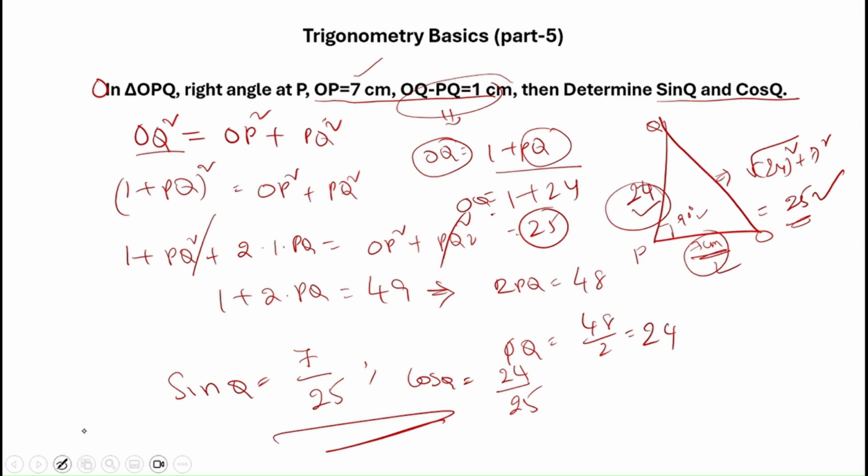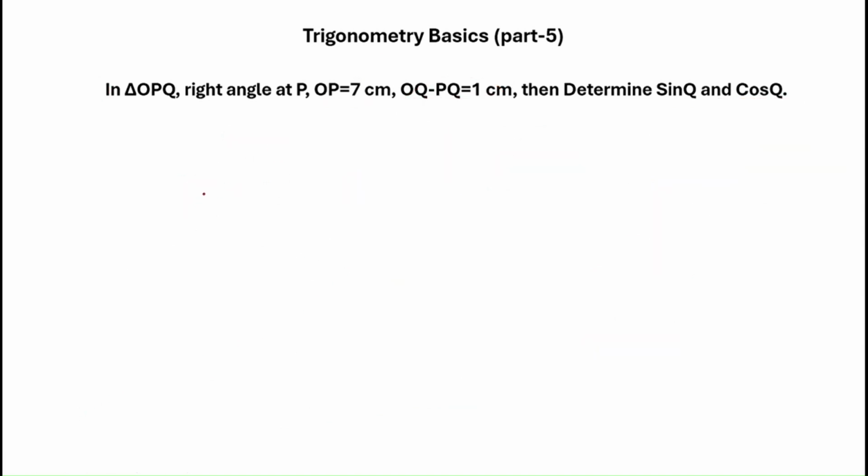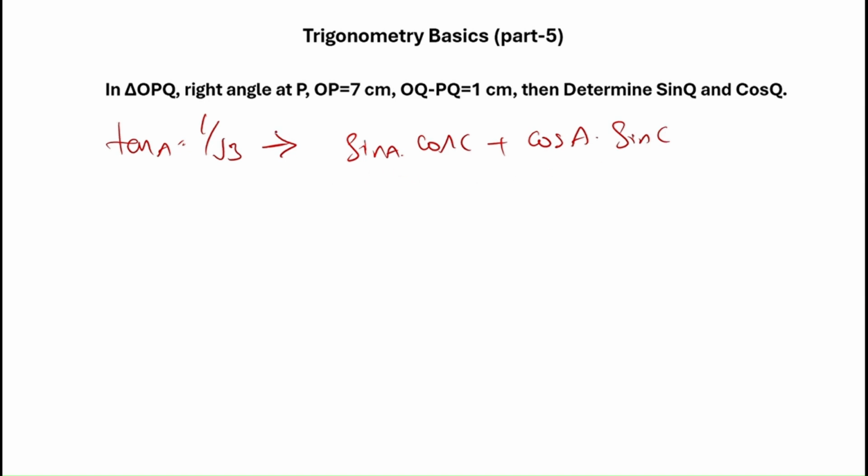So in such cases, if you know the one value of a trigonometric ratio, then you can find out the remaining ratios and we can evaluate the values of the complex expressions. Let me take such type of problem here. So, for example, I have a right angle triangle ABC where tan A is equal to 1 by root 3. Now, remember, at present, I don't know what is the value of 1 by root 3 in terms of tan. So now I have to find out the value of sin A cos C plus cos A sin C.